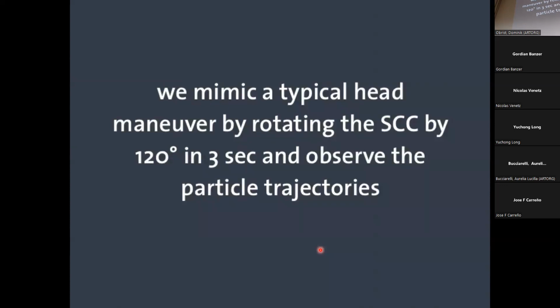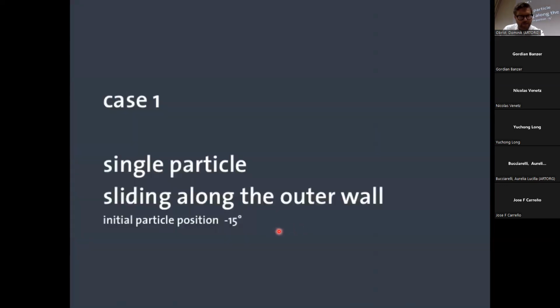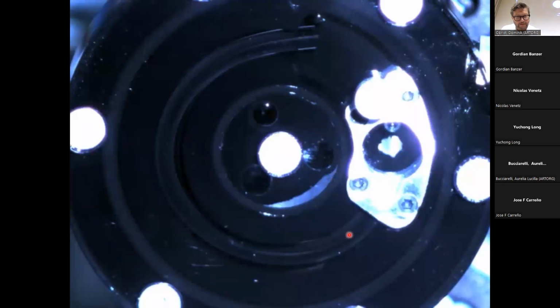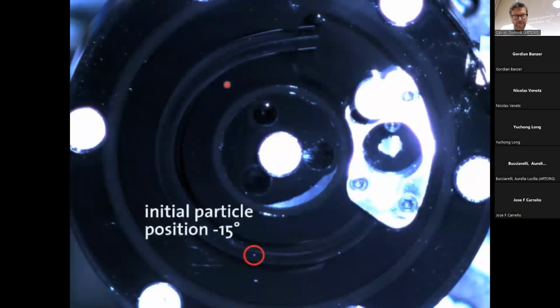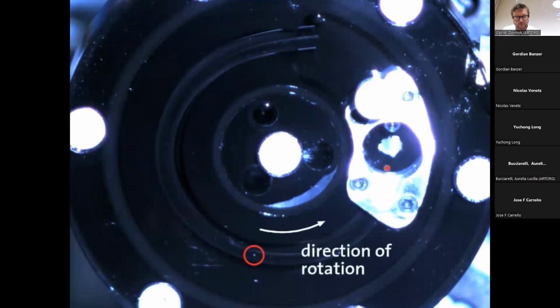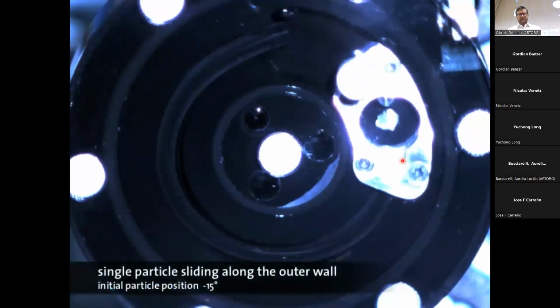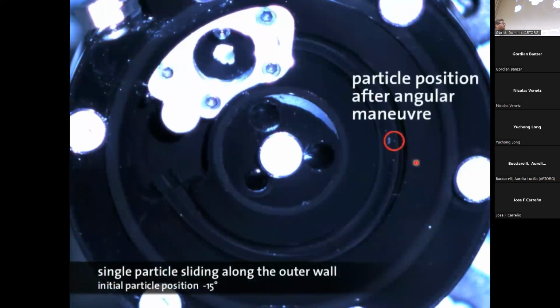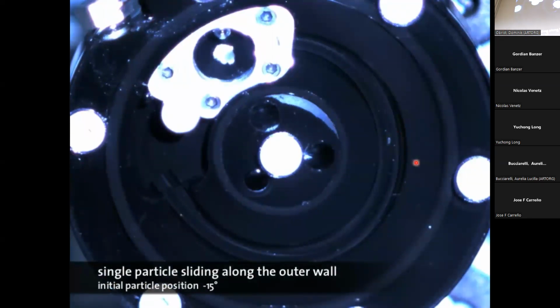In the movie, you will see the particle moving. Let's just look at the first case. Here's the latex tube up here. This is like the utricle, and this is a model for the cupola. We tilted the cupola by 90 degrees so we could read it out by a laser, by a vibrometer. And you can now see the particle sitting here, how it's falling down.